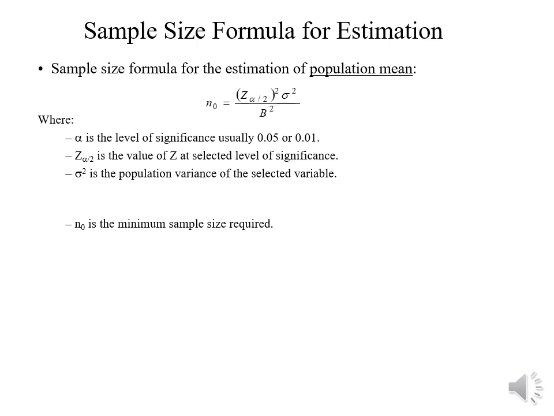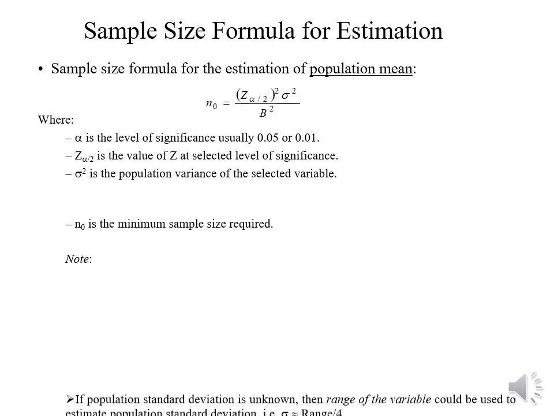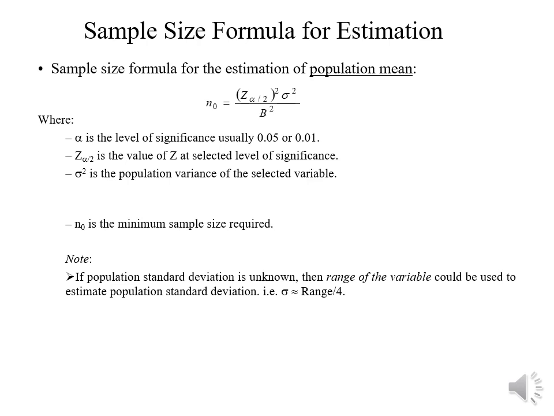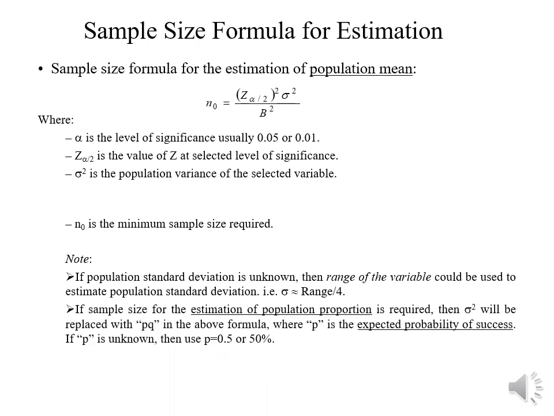Note, if the population standard deviation is unknown, then the range of the variable could be used to estimate the population standard deviation, by dividing the range by 4. If sample size for the estimation of population proportion is required, then population variance will be replaced with PQ in the above formula, where P is the expected probability of success. If P is unknown, then use P equal to 0.5 or 50%. We will see why we are using P as 50%.